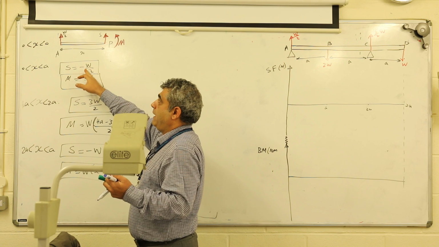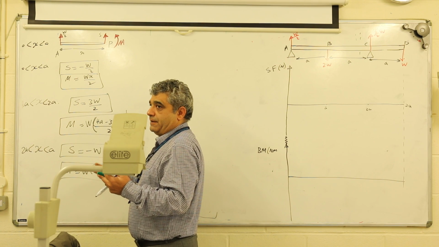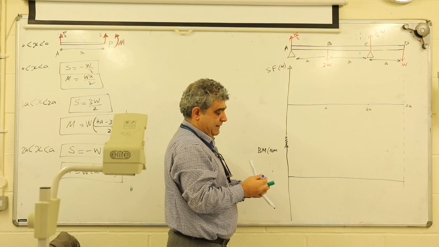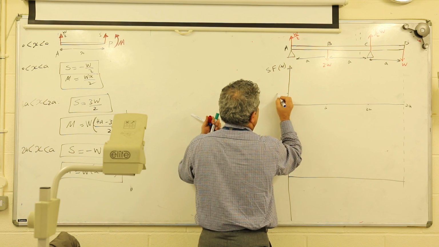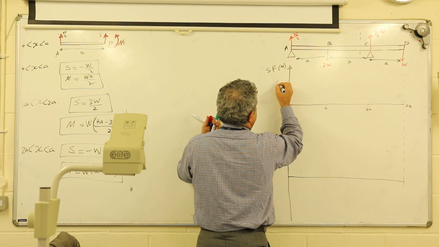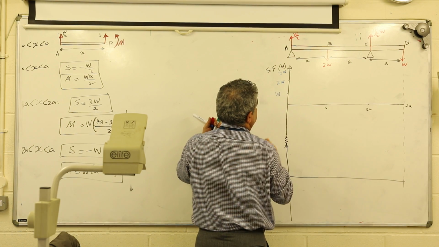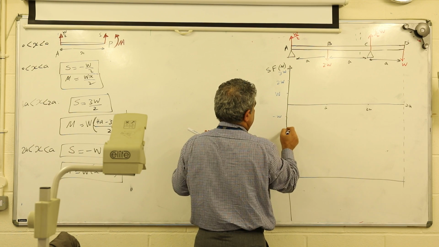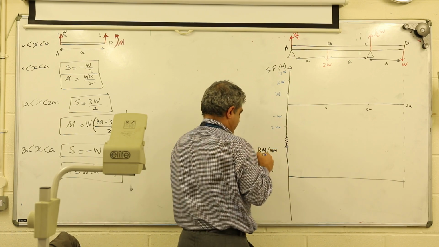S is equal to minus W over 2. W is a weight, a load. So we can make it this way: this is W, this is 2W, this is 3W, and so on. And this is minus W, minus 2W, and also minus 3W.